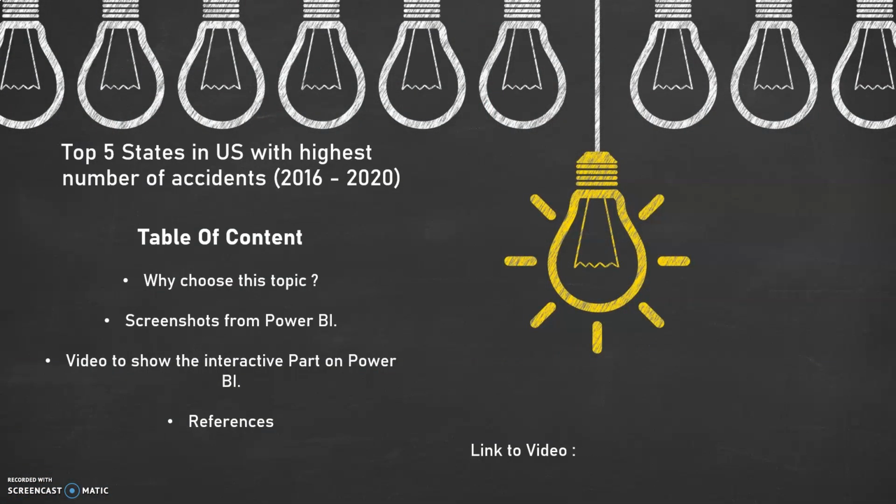In today's topic, we'll be talking about the top 5 states in the US with the highest number of accidents between the time period 2016 to 2020. Today's presentation will cover the following topics: why I chose this topic, screenshots from Power BI, a video to show the interactive part on Power BI, references, and the link to the video, which will be updated once I upload my video to YouTube.